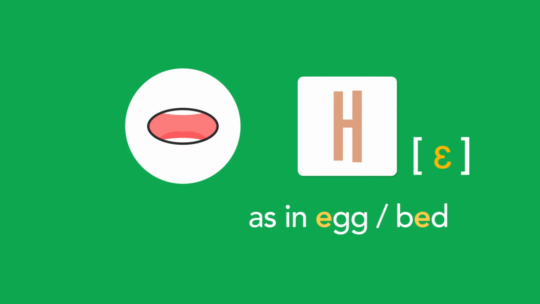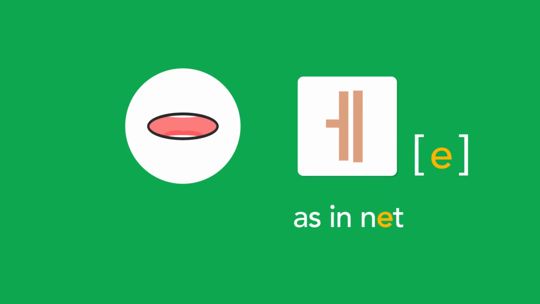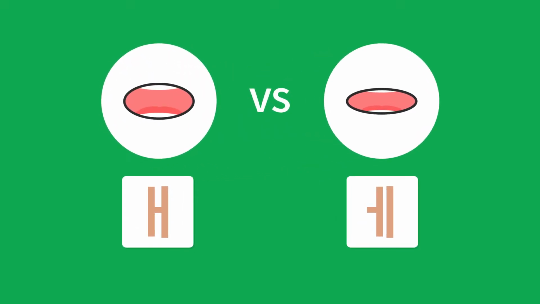E, E, E. Many Koreans can't tell the difference between these first 2 pronunciations. However, when saying the first E, the jaw is wider than it is when voicing the second E.